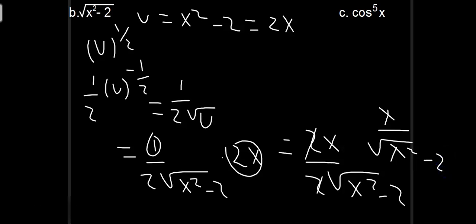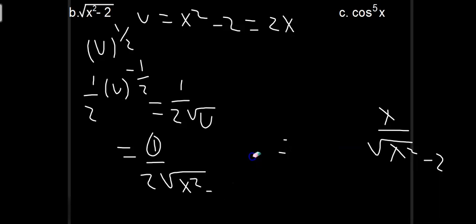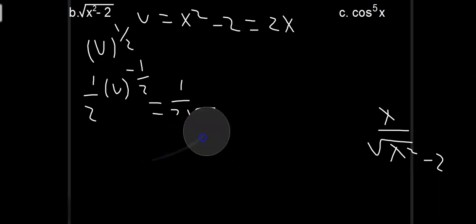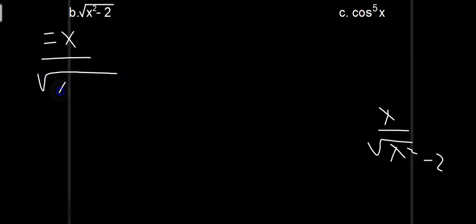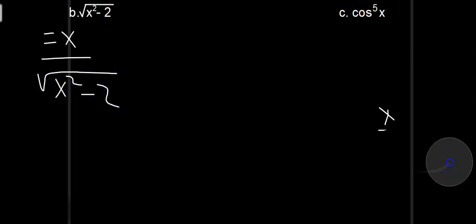Since we don't have that much space, let me erase this whole thing and write the answer up there. My answer is x over root x squared minus 2. Now let's do the third one. Since this is easy and you know the process, I want you guys to stop the video and try the third one.